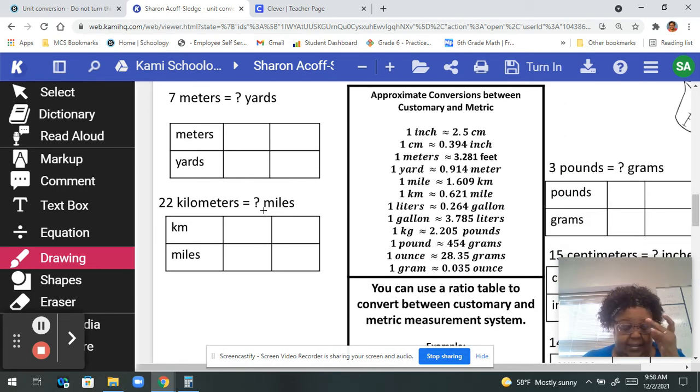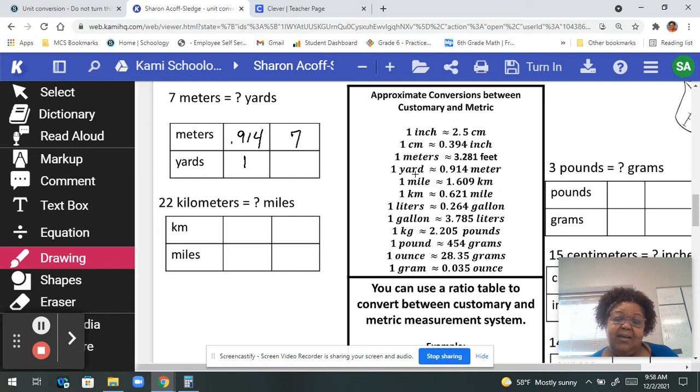Now let's look at this one. This one's a little bit crazy. 7 meters equals how many yards? So first, let's see which one I find. Okay, 1 yard equals 0.914 meters. This one's a little weird. So that's 7 meters, right? So 0.914 times what gives me 7?